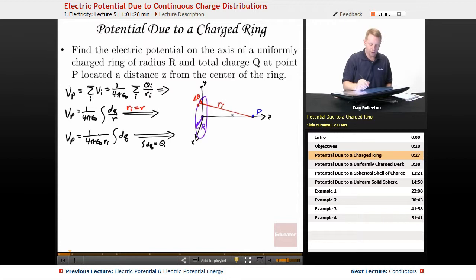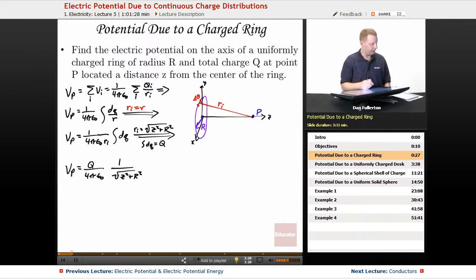And we also can tell Ri pretty easily using the Pythagorean theorem that Ri is going to be the square root of z squared plus capital R squared. Therefore, our potential at point P is going to be Q over 4 pi epsilon naught times 1 over the square root of z squared plus r squared, or Ri. Pretty straightforward derivation for the potential due to that charged ring.